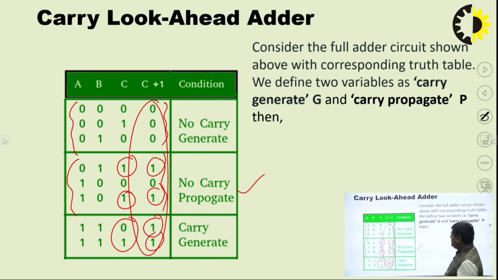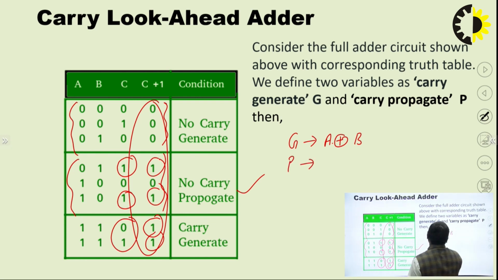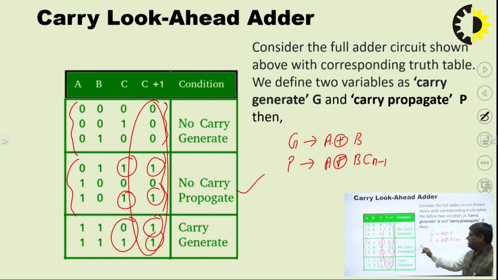It means G stands for A AND B, then carry is generated. And P stands for propagation, which is A XOR B, and propagation also depends upon this and this, or the previous carry. It means the propagation delay depends upon the inputs A and B, and also depends upon the previous carry.